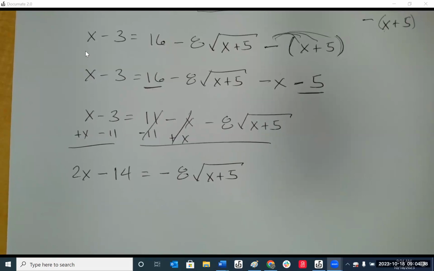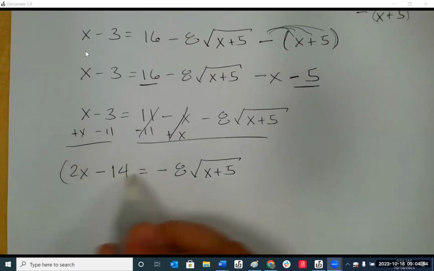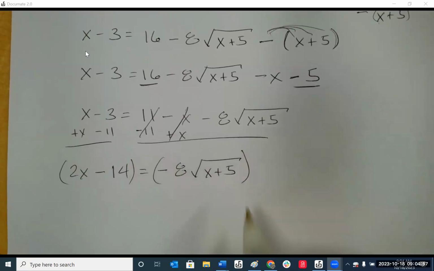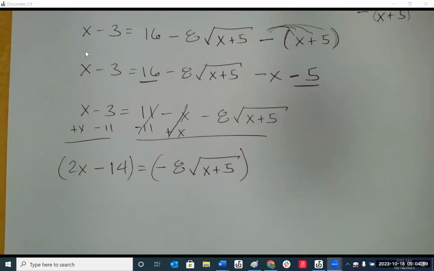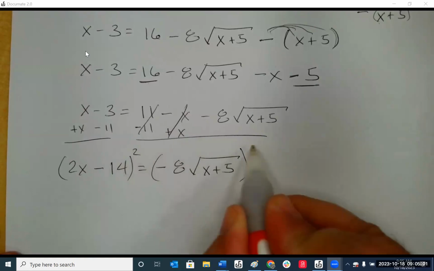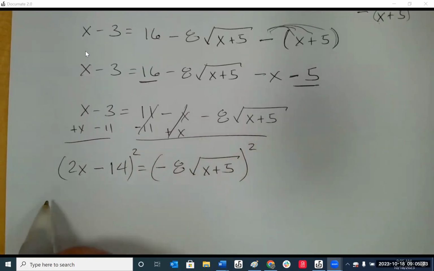Now, in this case, it's more simple. Well, there's a couple of things we can do. But to keep only using one rule, let's go ahead and square both sides, since we've seen what to do already with that.